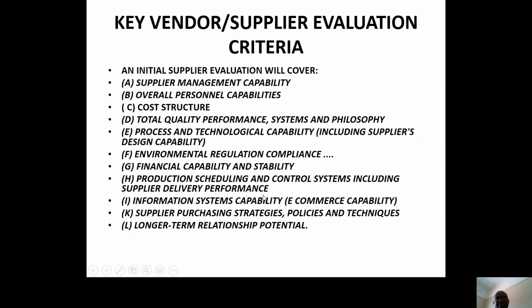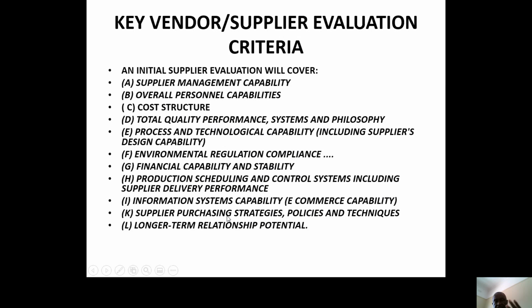We are talking of green climate, we are talking of climate changes and so on. This is important. Do they comply with that? Financial capability and stability. Look at their financial statements. Production schedules and control system. If you have investigated to find out their production schedules and how they are doing their quality control and so on. Supply delivery performance. Are they able to supply? Are they able to deliver in time? Information system capabilities. I've already said a lot about that. Supplier purchase strategies, policies and techniques.